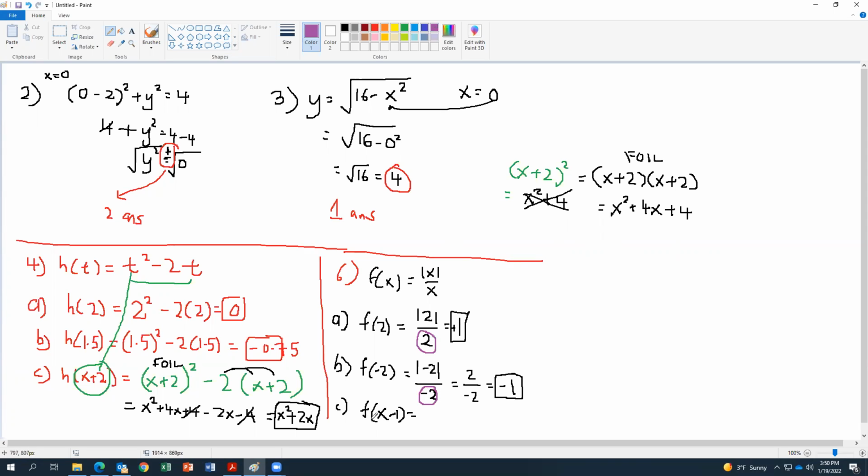So what happens when you do f of x minus 1? This is going to be the absolute value of x minus 1 over x minus 1. Now, your answer in this case is a piecewise answer for question C. Again, I'm doing question C here. Your answer can be positive 1 and it can be negative 1, depending on what x numbers you put in here.